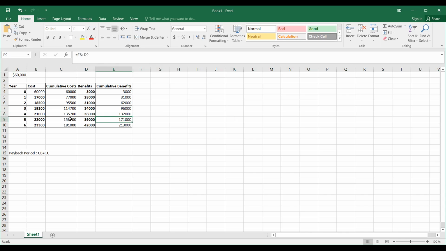That means on the 5th year is where they meet, whereby the cumulative benefits are 171,000 and the cumulative cost is 157,700. Now you can put down that somewhere close to the 5th year, it is able to pay back for the system. But this is not how organizations function. They want the exact date and time. So this is what you're going to do.